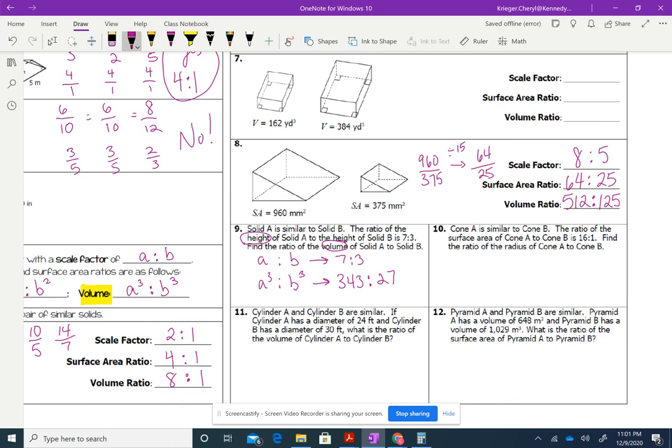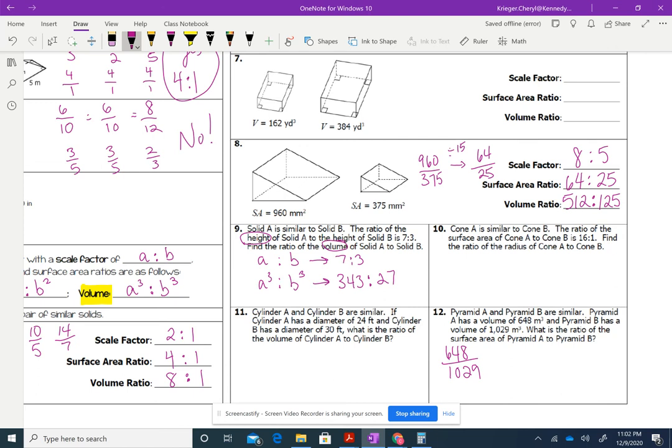Okay, and I'll try number 12 and leave you guys 10 and 11. So pyramid A and pyramid B are similar. Pyramid A has a volume of 648, and pyramid B has a volume of 1029. What is the ratio of the surface area? Okay, so we're going to have to use what they gave us, A to B. So that's 648 to 1029. Let's reduce this.